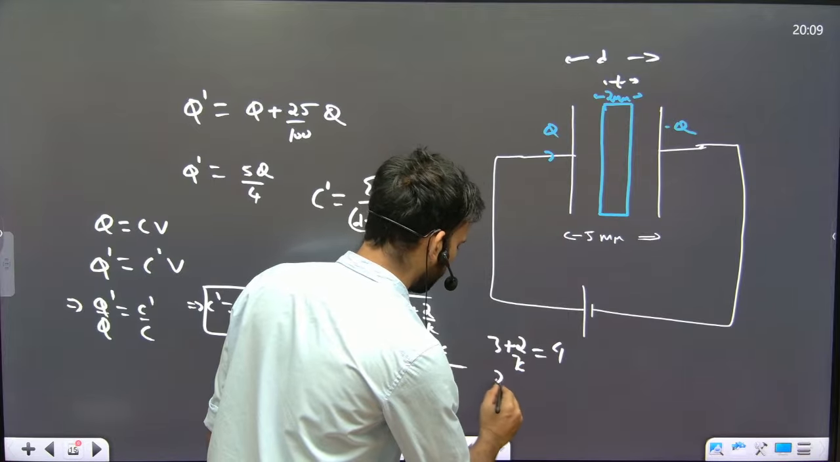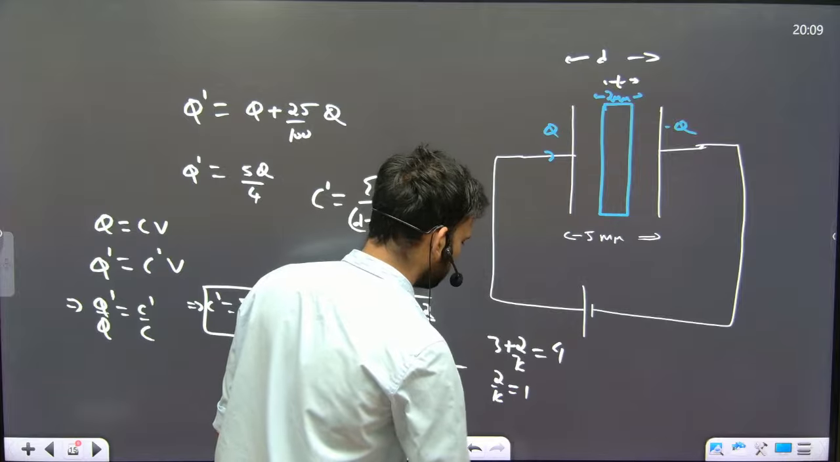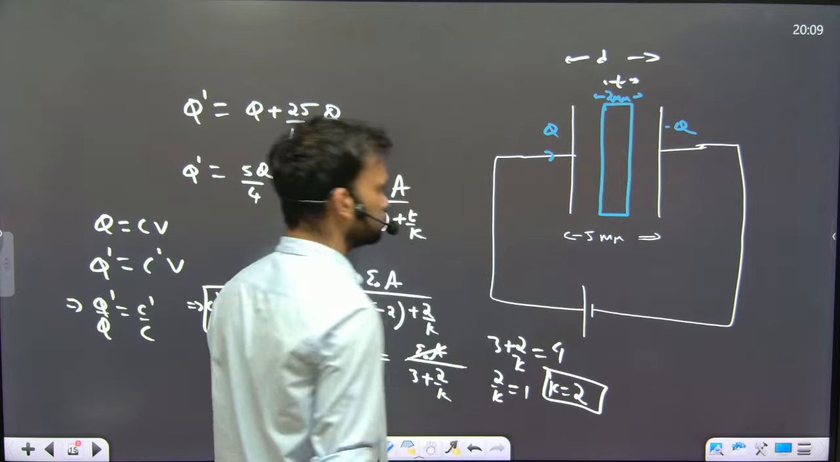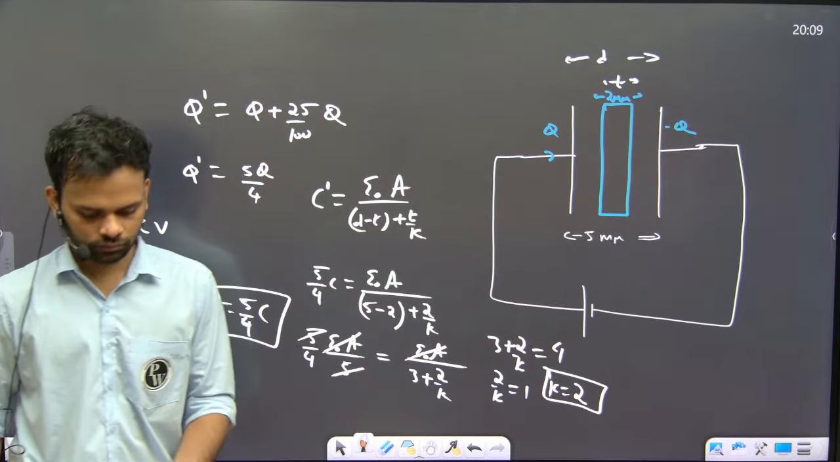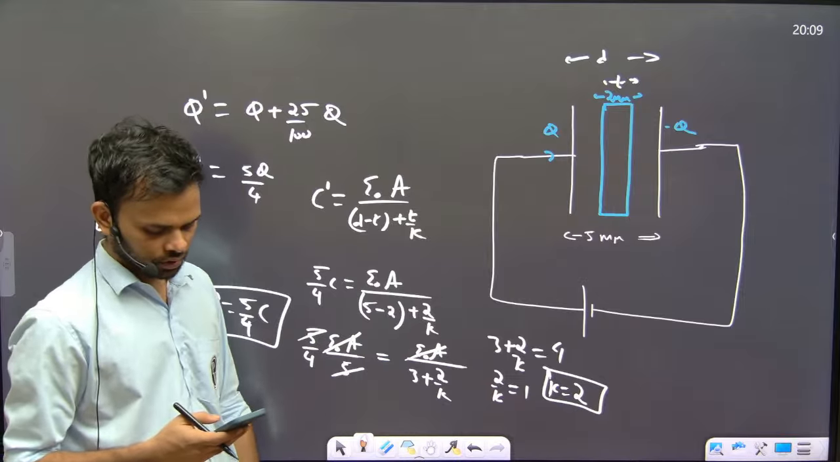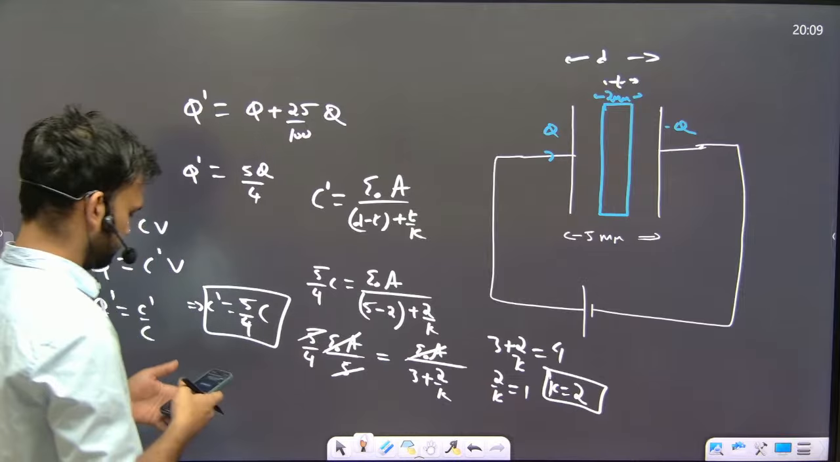So we can say 2 by K has to be 1. So K is equal to 2. Relative constant is 2. Right. It's a moderate question, not difficult, not easy. Moderate question. Next, moving on.